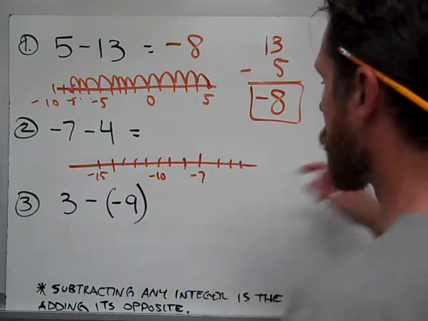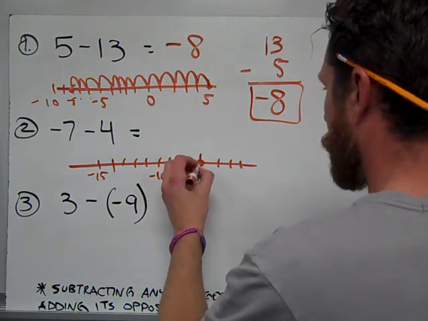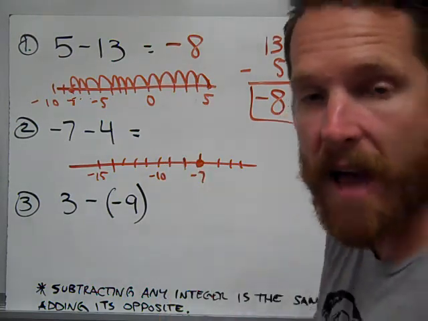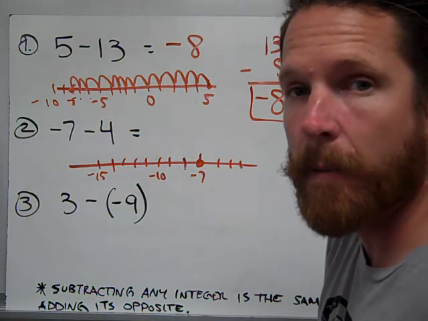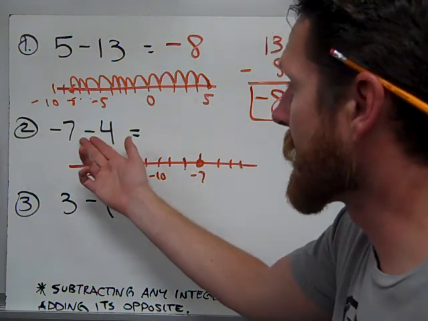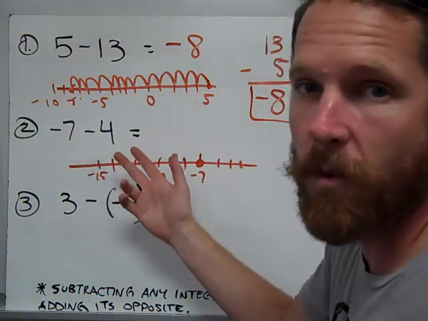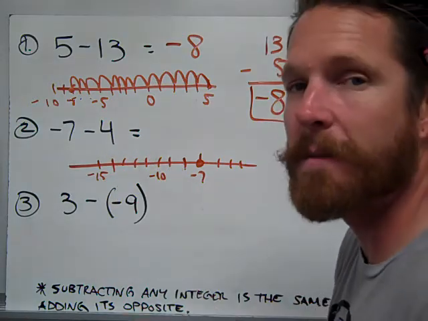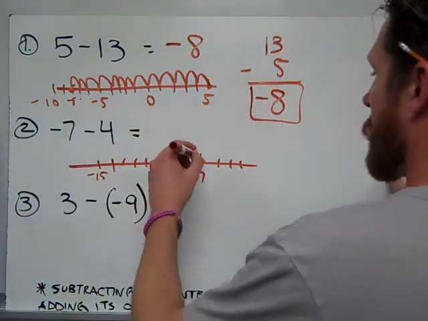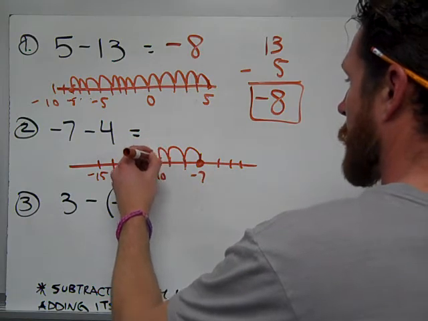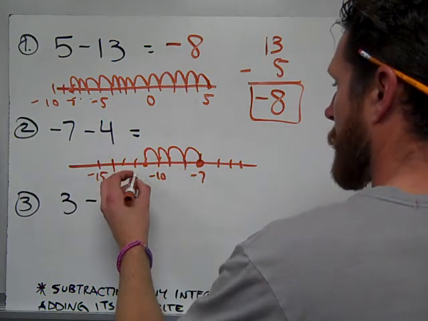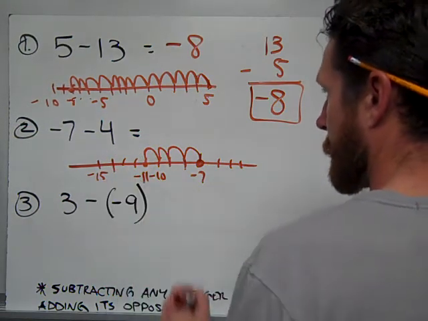All right, we have a negative 7, so we're going to go right here. Now here's the thing. I have a negative 7, and I'm going to take away 4 more. So it's not going to be positive, it's going to be negative. So 1, 2, 3, 4. Negative 11.